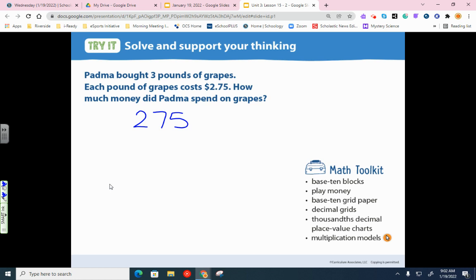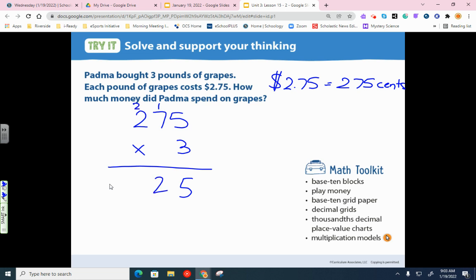So this is 275 cents. Because basically, when you're working with money, the total there is just cents anyway. And let's multiply this by 3. All right, so we'll do it just like our warm-up. 3 times 5 is 15. 3 times 7 is 21, plus 1 is 22. And 3 times 2 is 6, plus 2 is 8. So we have 825, and that's 825 cents, which we know can convert into $8.25.